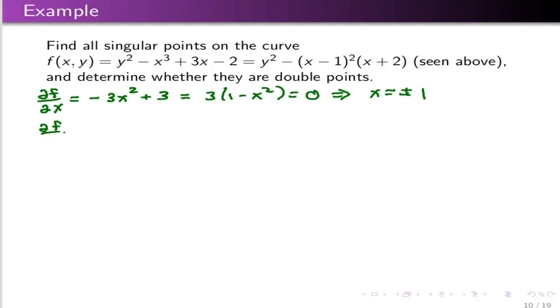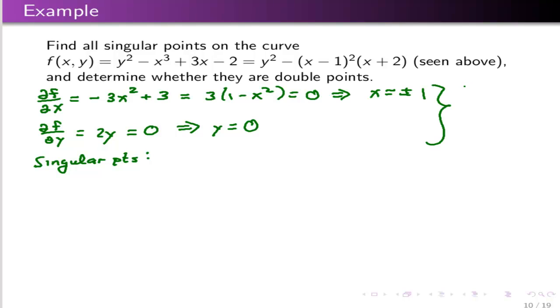Partial f partial y is 2y. Set that equal to 0, and that means that y should be 0. So the singular points, first of all, these have to be points on the curve where these two partial derivatives vanish. So we have 2 points indicated up here: when x is plus 1 and y is 0, and when x is negative 1 and y is 0.